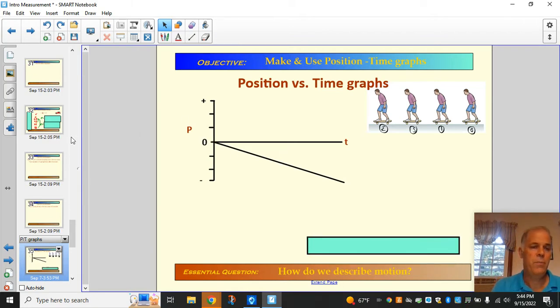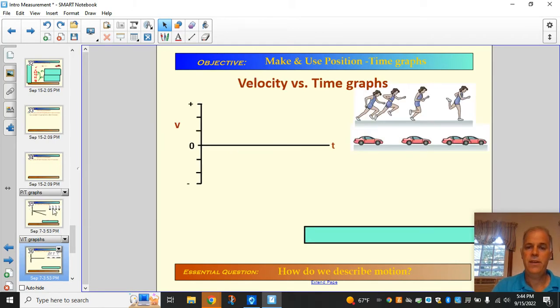Now let me show you another one that you might find interesting, and that is velocity versus time. This is also a very useful one. So our skateboarder was going at constant velocity, but our runner, our sprinter, she's going faster and faster as she moves to the right. And the car, conversely, is going slower and slower as it moves to the right. Now, what is her graph going to look like? So this time, rather than position versus time, we're doing velocity versus time.